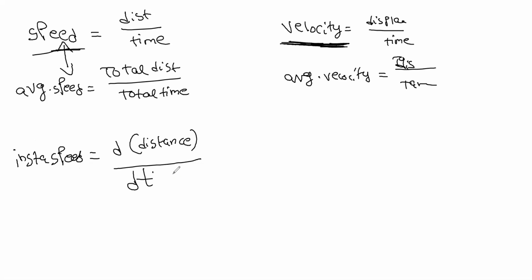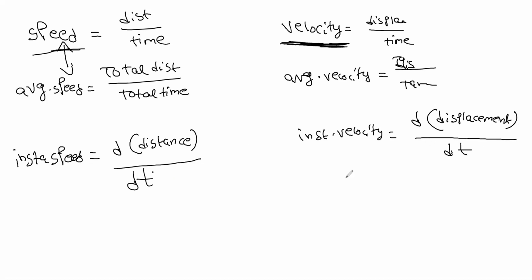Next, instantaneous velocity. You have to do differentiation of displacement, ds by dt. If you differentiate the distance function, you will get instantaneous speed. If you differentiate the displacement function, you will get instantaneous velocity.